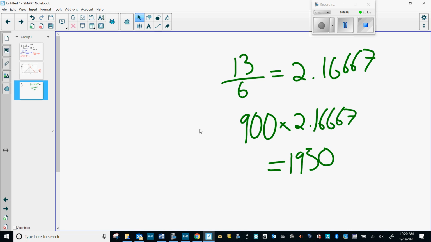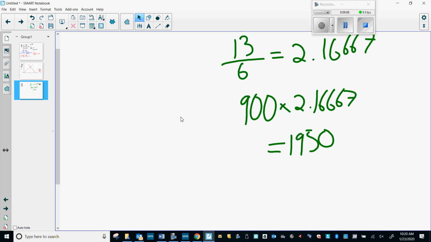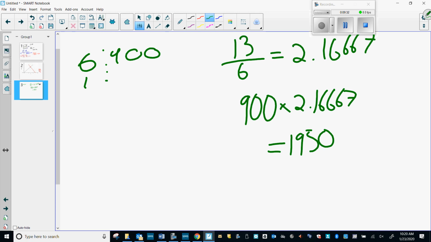I did it a different way. Do other people want to say which way they did it? What I did is 6 people needs 900, so to get for one person I divide by 6. 900 divided by 6 is 150, and then for 13 people I multiply by 13. 150 times 13 is 1,950.